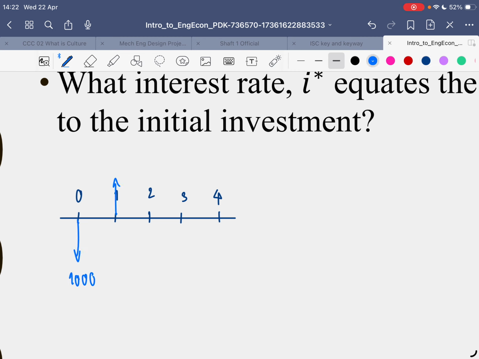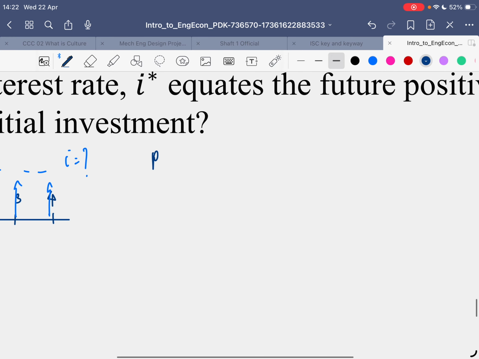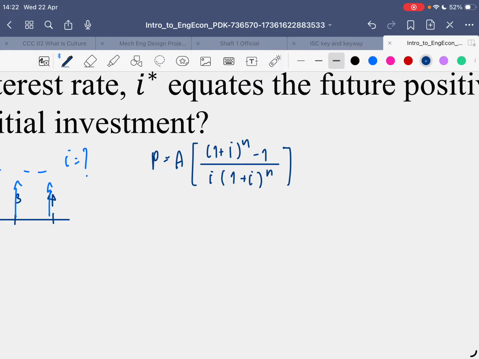Because P is equal to A multiplied with (1 plus I to the power of n minus 1) over I times (1 plus I to the power of n). Therefore, P is 1,000, right? It's equal to A, which is 315.47 multiplied with (1 plus I to the power of 4 minus 1) divided by I times (1 plus I to the power of 4). You just plug in this equation into your calculators and you figure out that I is equal to 10%.